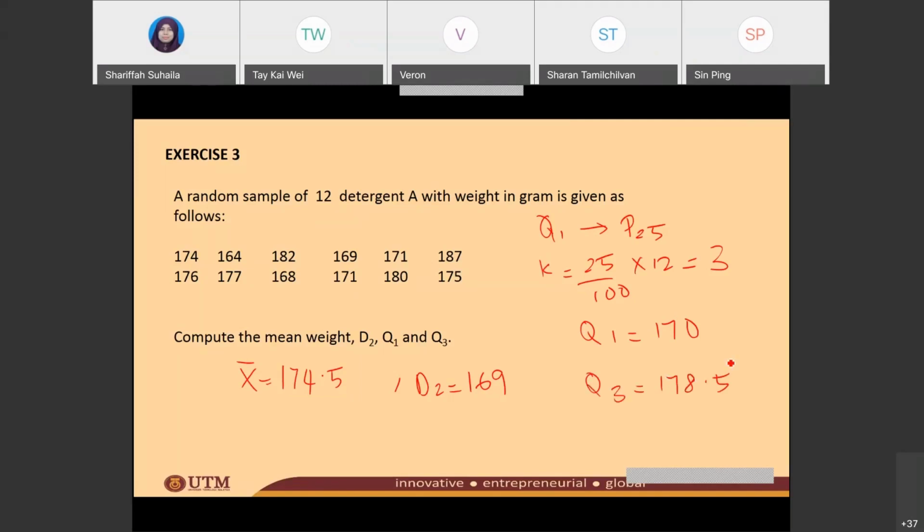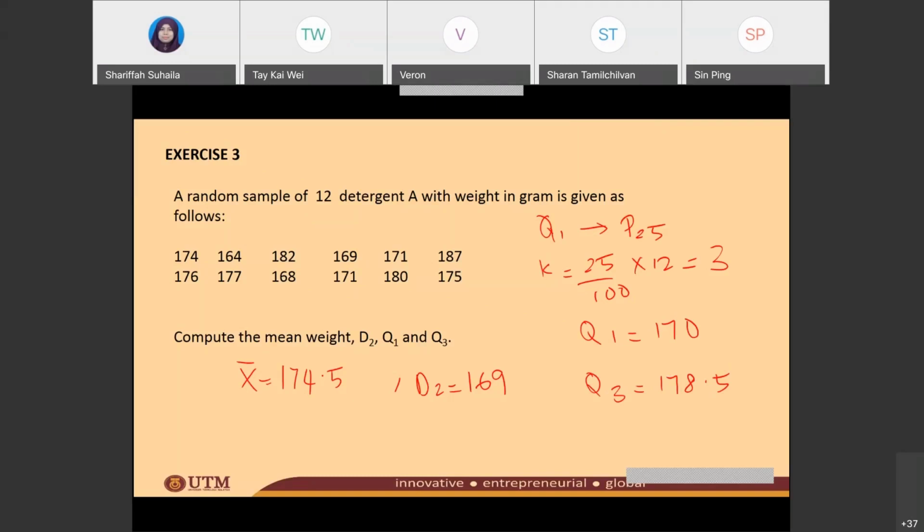Okay. So the same thing for Q3, that means the 75th percentile. 75 divided by 100 times 12. So that means you have 75 divided by 100 times 12. It should be 9. So data ke 9 tambah data ke 10 divided by 2 lah. Okay, so that is for raw data.